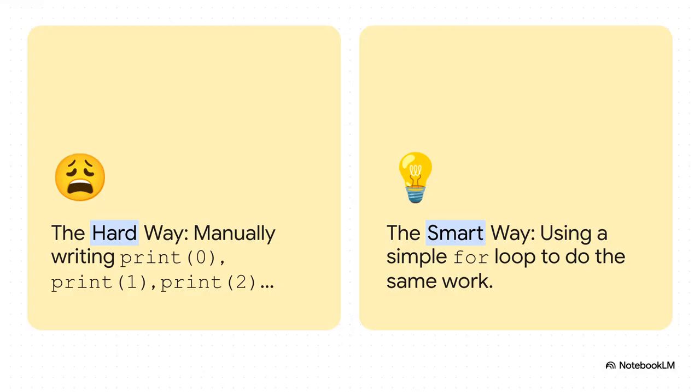And this slide just says it all, doesn't it? On the left, you've got the hard way. Manually writing out a print statement for every single number. Sure, it works for 4 numbers, but imagine trying to do that for 1,000. What a pain! But then, look at the right, the smart way. A clean, simple for loop that does the exact same thing in just 2 lines of code. That's the kind of elegance we're talking about.